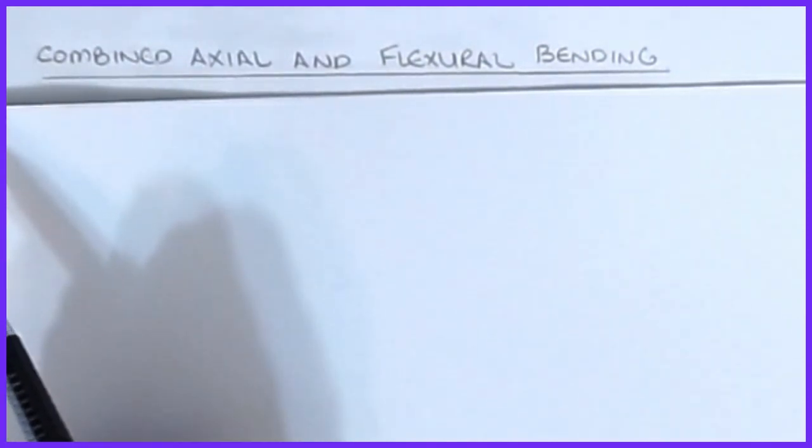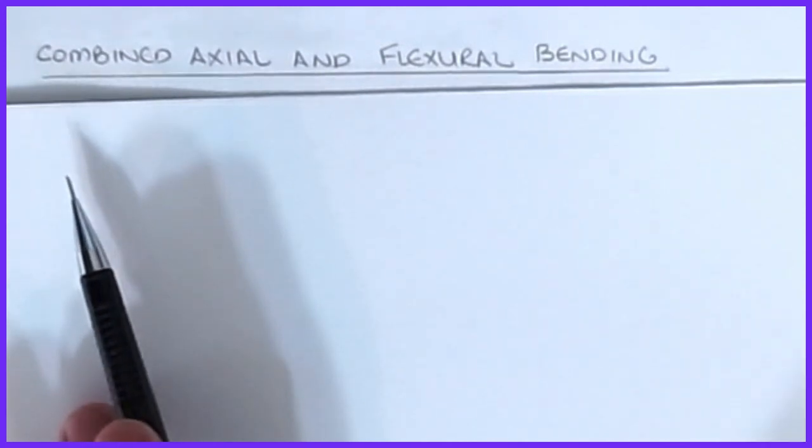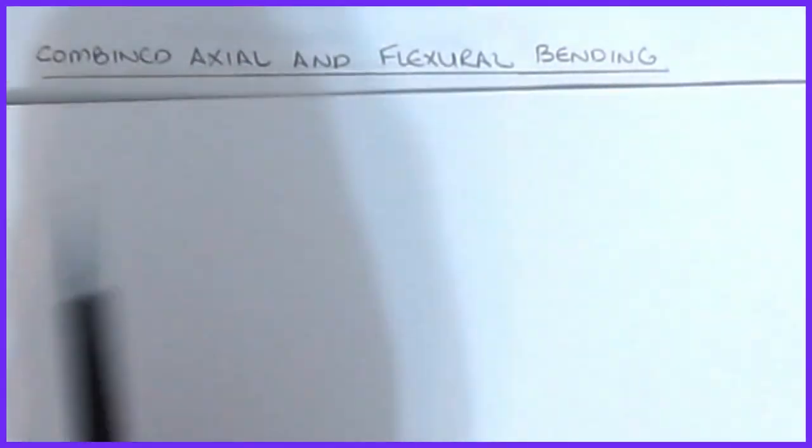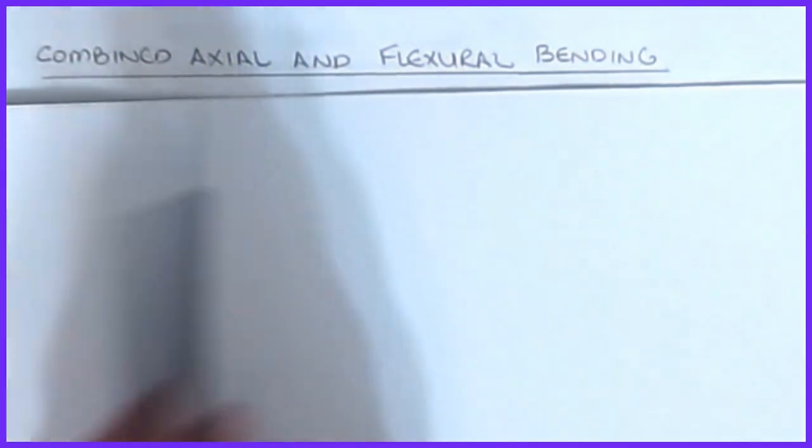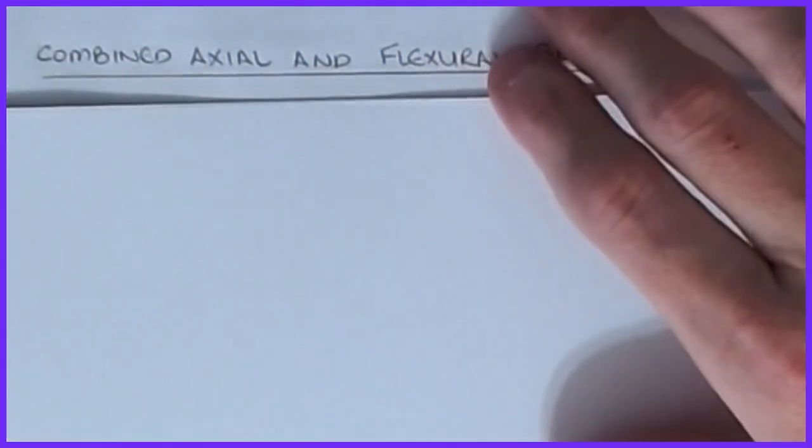Now there are a lot of combined effects out there that AISC looks to handle, whether it's flexure and tension or flexure and compression or shear and flexure or any number of different scenarios, but we're going to focus mainly on the requirements for combined axial and flexural bending. This could be tension or compression. That's kind of the intent of what we're going to look at.